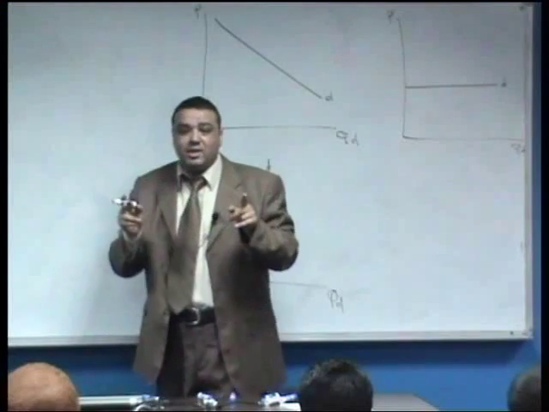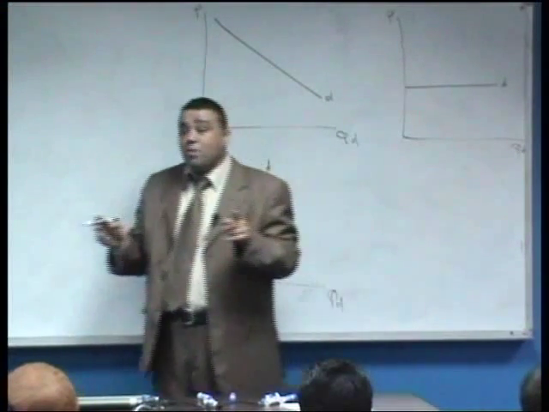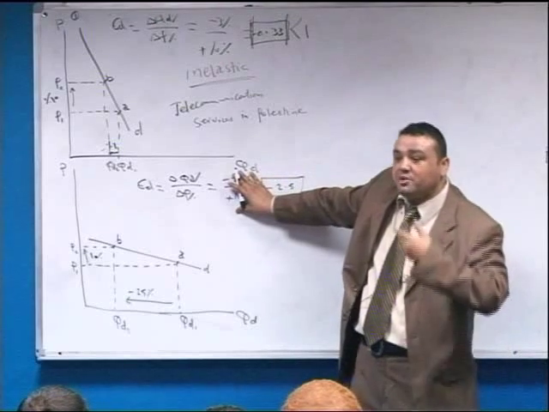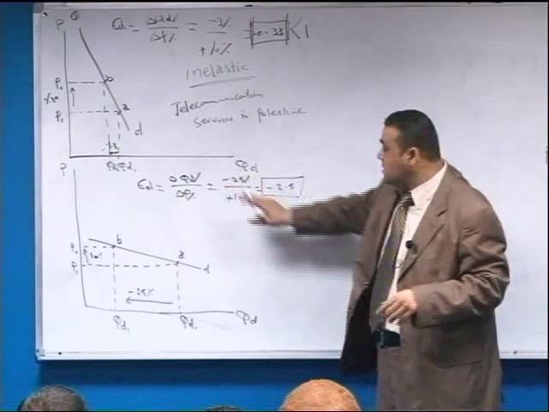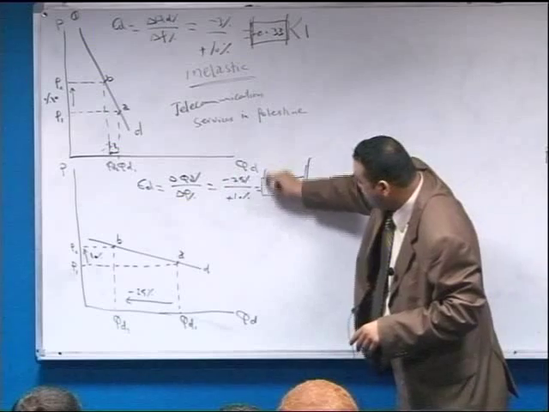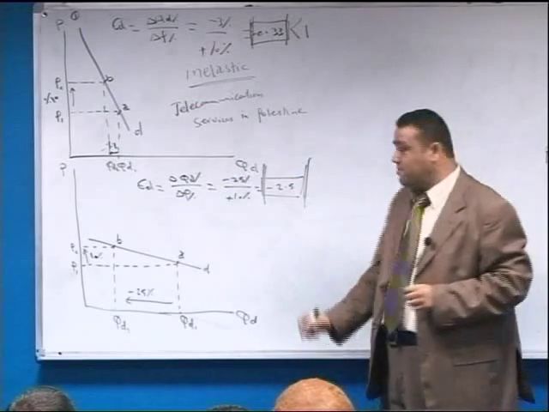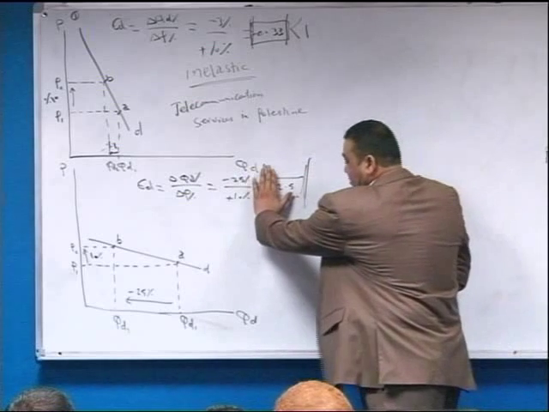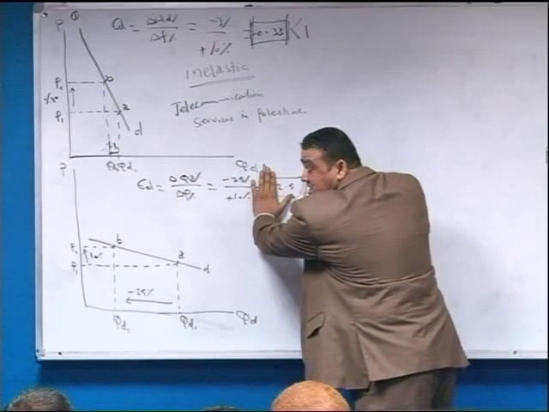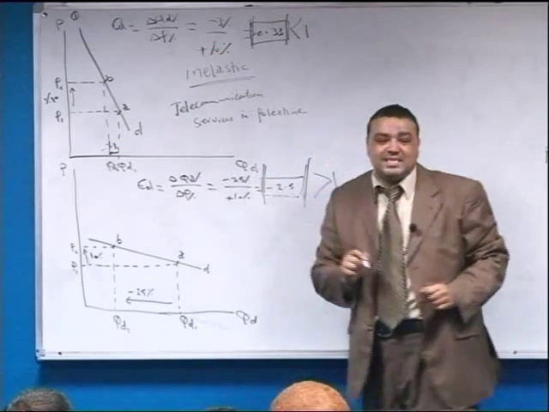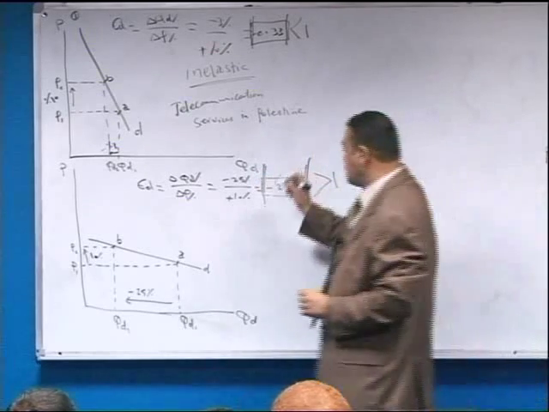So when we calculate the price elasticity of demand, we have to ignore the sign. We have to neglect the sign. So we are dealing with the absolute value of the price elasticity of demand. The absolute value of the price elasticity of demand is larger than 1, so it would be elastic.